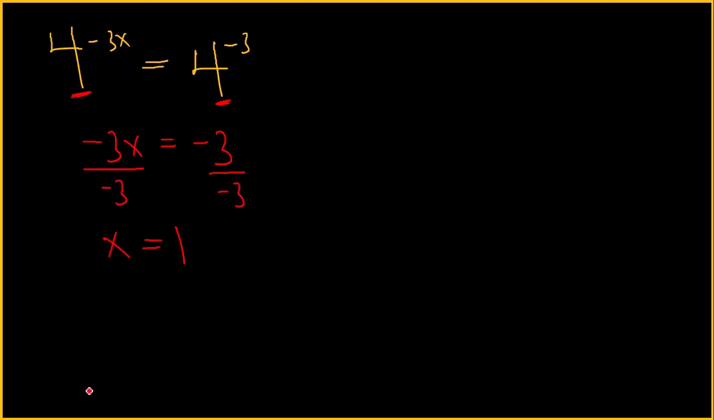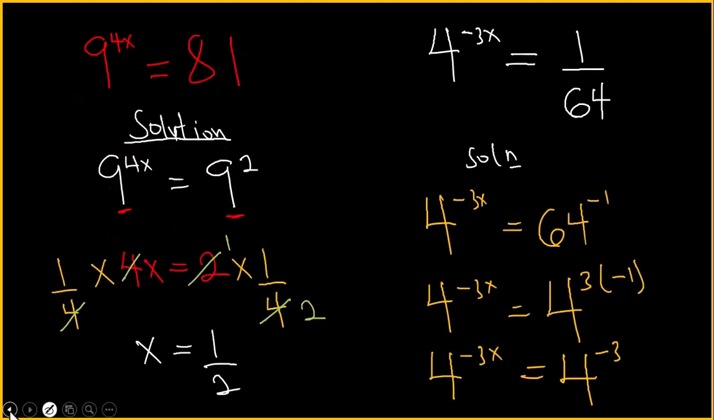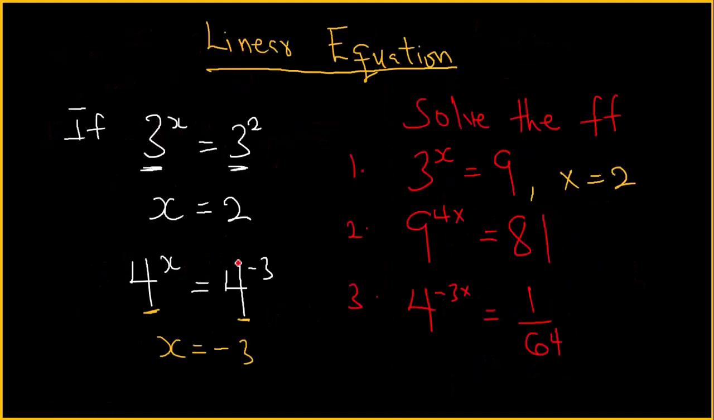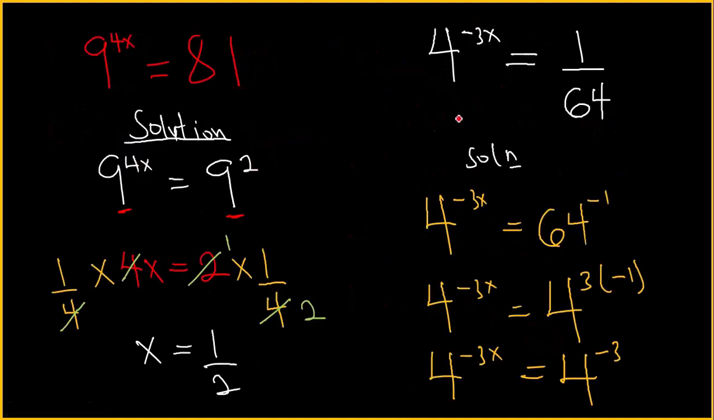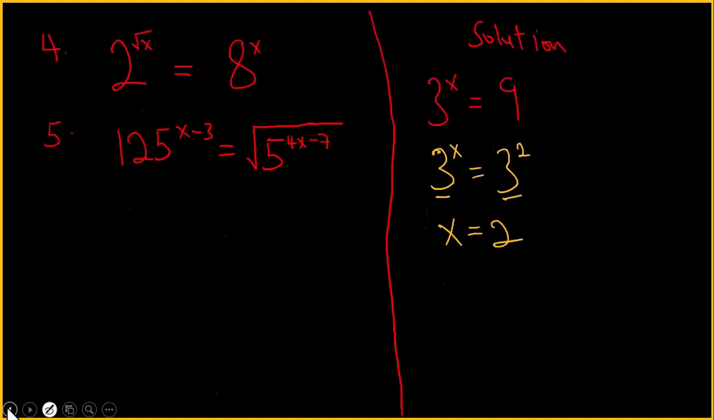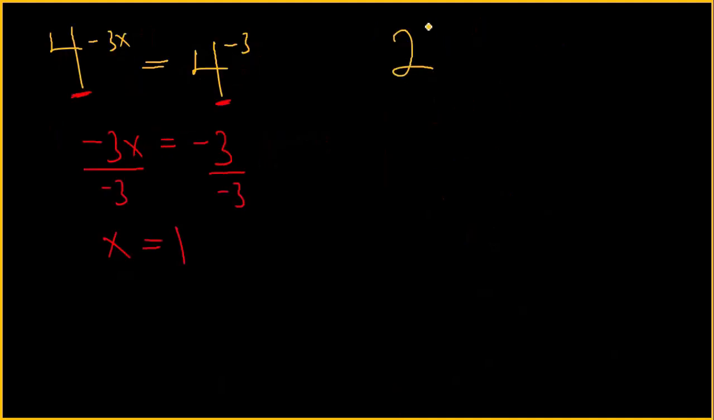And this is the solution set for the third question. So we started here, and then arrived at this point. So we are moving on to the fourth question, which is 2 raised to the power square root of x equals 8x. 2 raised to the power root x equals 8x.